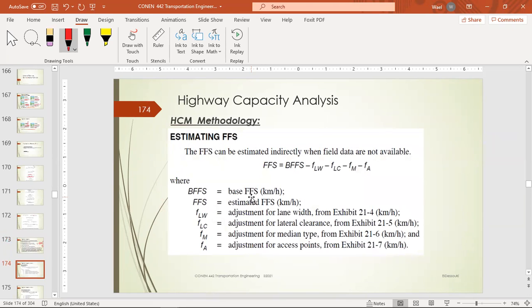So the first step is basically estimating the free flow speed by determining the basic free flow speed and subtracting these correcting adjustment factors. The first adjustment factor for lane width, for lateral clearance, for median, for access points. And we discussed the charts that you can get these values from.